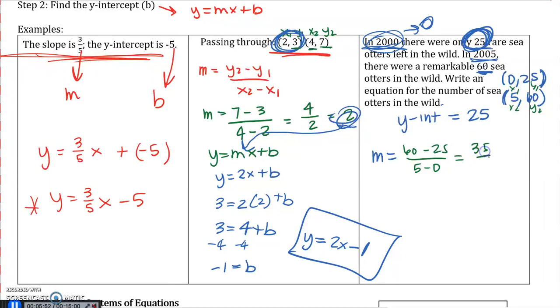And then 5 minus 0 is 5. So my slope is 7. And I know my y-intercept to be 25, so y equals 7x plus 25. From this, I could ask you to predict. I could say, how many sea otters will there be in 2010? And you would plug in 10 and see what you get.